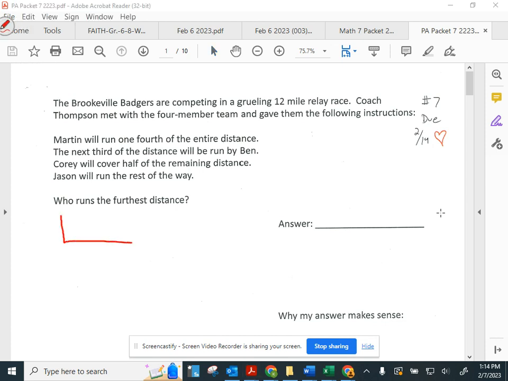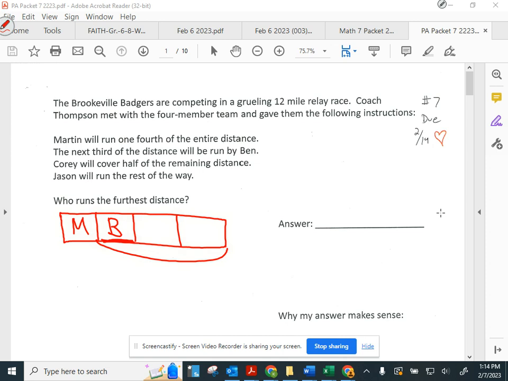So the best way to do this is just looking at it visually with our bar model. Martin is going to run 1/4 of the distance. How many parts should I break my bar into? 4. And I know Martin is running 1/4. The next third, so from here to here, we've got 3 parts left. The next third is going to be run by Ben.